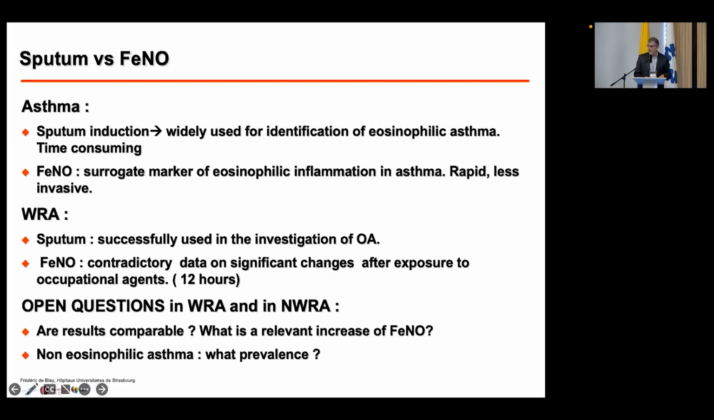FeNO is more common. Do you use FeNO? Yeah, yeah. FeNO. Poco, sí. Pocos centros, sí. FeNO could be useful because it's a surrogate marker for eosinophilic inflammation. It's rapid and less invasive.